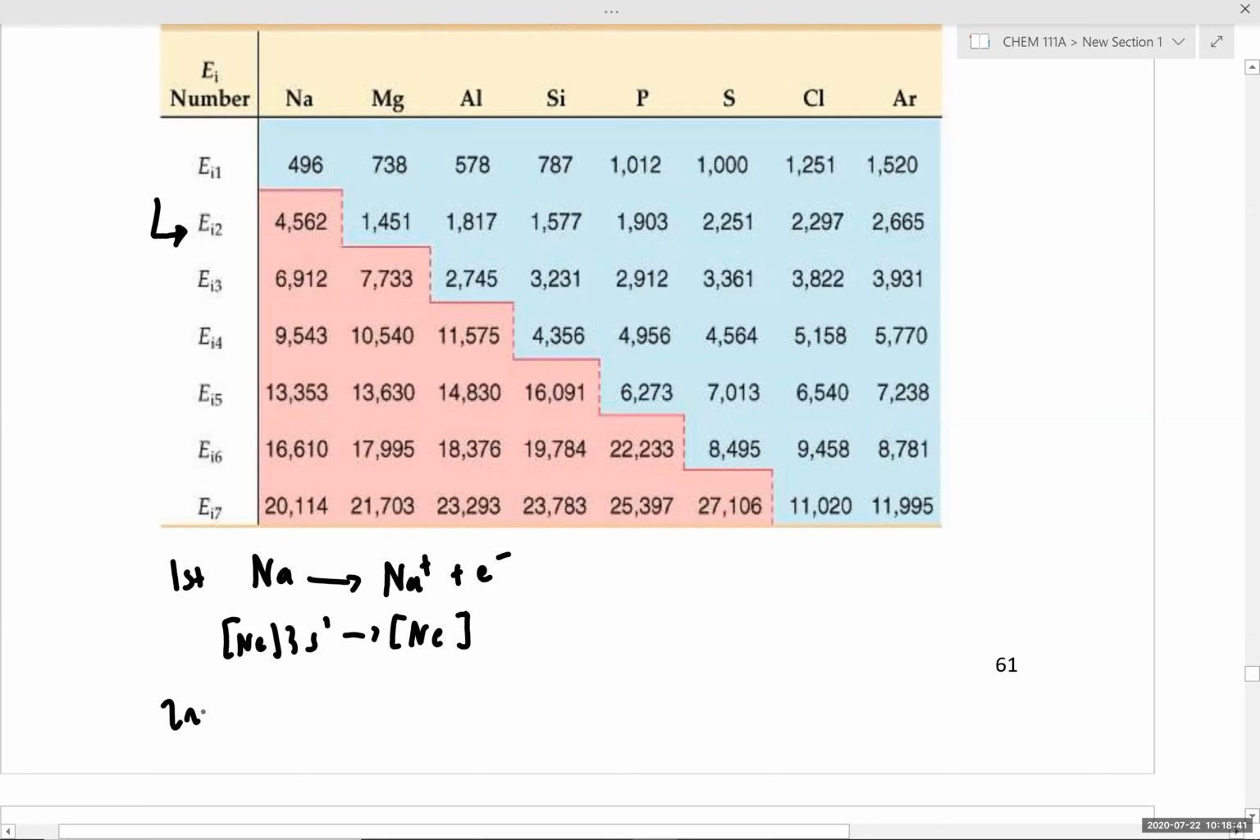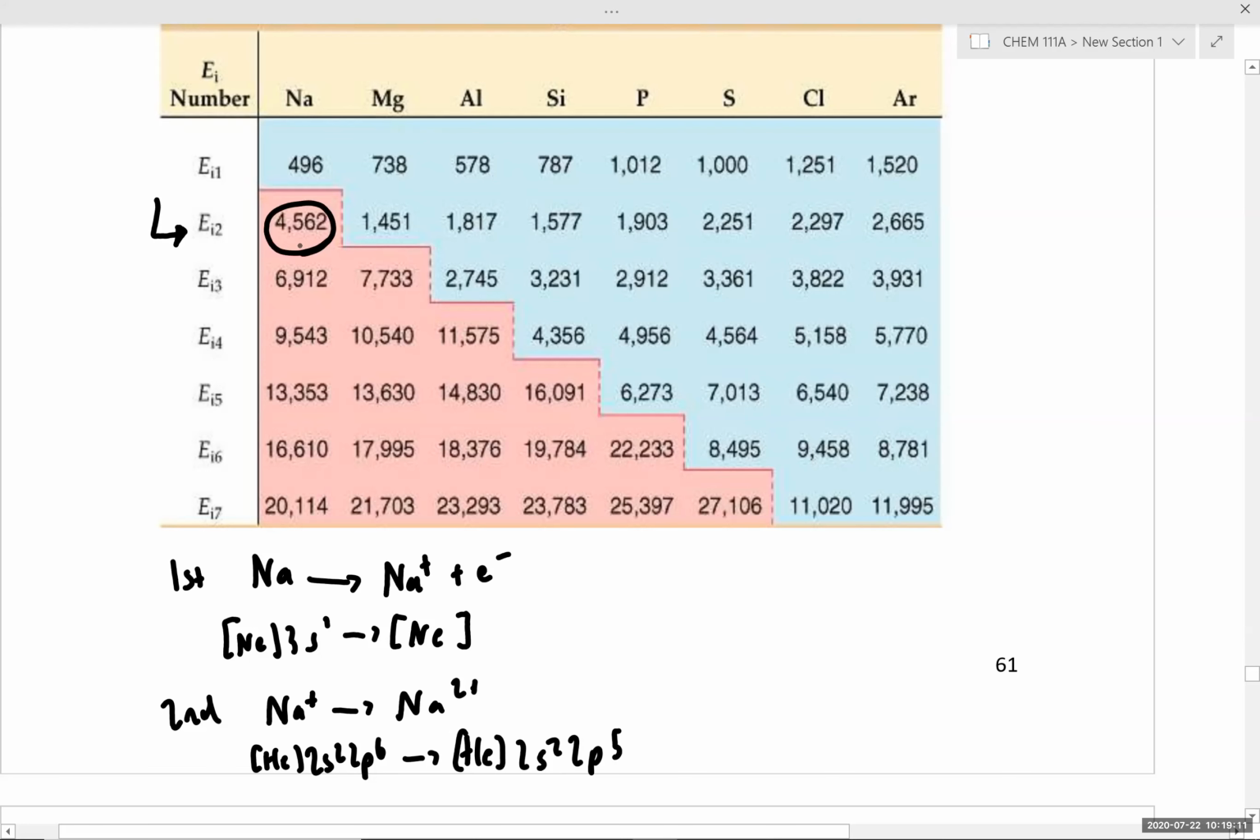Would someone like to explain what's so problematic about the second ionization energy? We're going from, just writing it out, sodium plus to sodium 2 plus. So we're going from helium 2s2 2p6 to helium 2s2 2p5. And what's so problematic about, why is this second ionization energy so large? What are we trying to ionize in our second ionization energy?